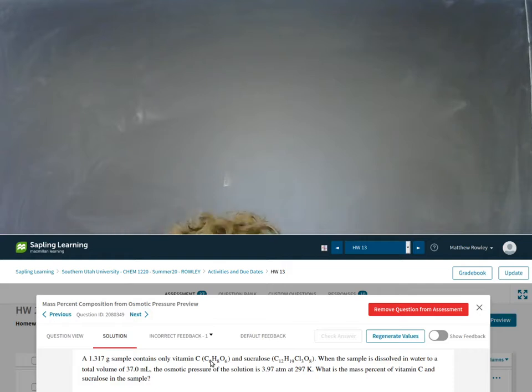I have a 1.317 gram sample. It contains only vitamin C and sucralose, though we don't know in what ratio. It could be all vitamin C, it could be all sucralose, who knows. When the sample is dissolved in water to a total volume of 37.0 milliliters, the osmotic pressure of the solution is 3.97 atmospheres at 297 Kelvin. What is the mass percent of vitamin C and of sucralose in the sample?